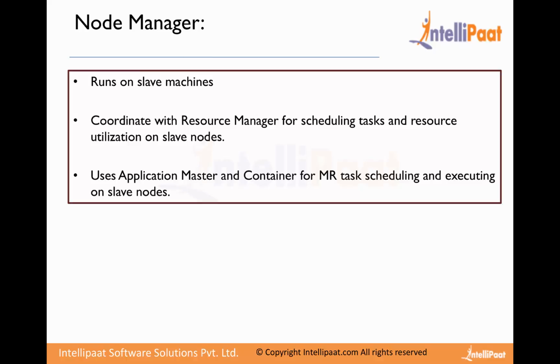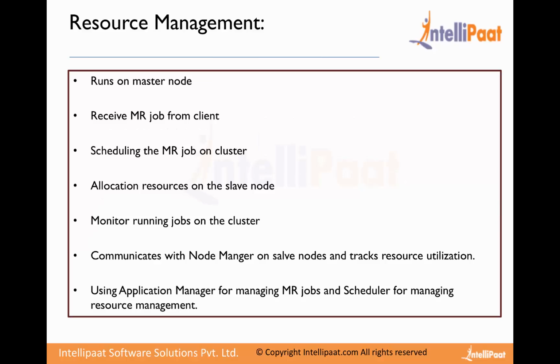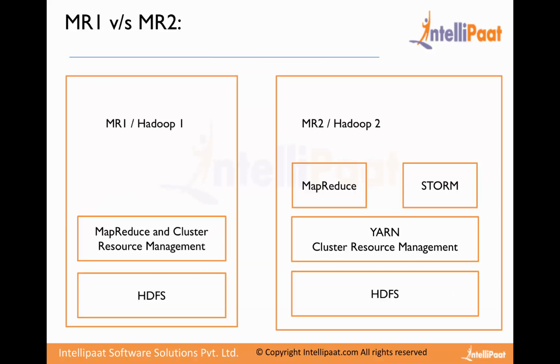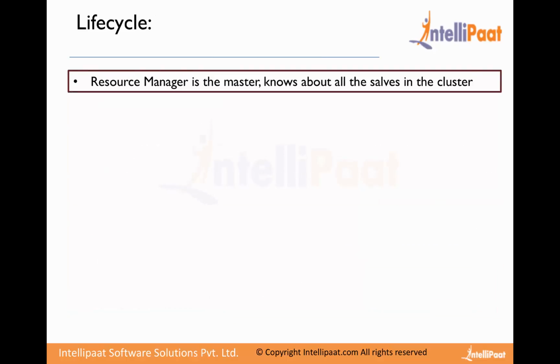So let's talk. Node manager runs on slave machines, coordinates with the resource manager for scheduling tasks and resources, and uses application master and container for MR task scheduling and executing on slave nodes. So that's the application manager. Okay, so inside one of the slave nodes there is an application manager which will be used for MR task executing on those slave nodes. Okay, so if you go back, I think I'll show this architecture here.